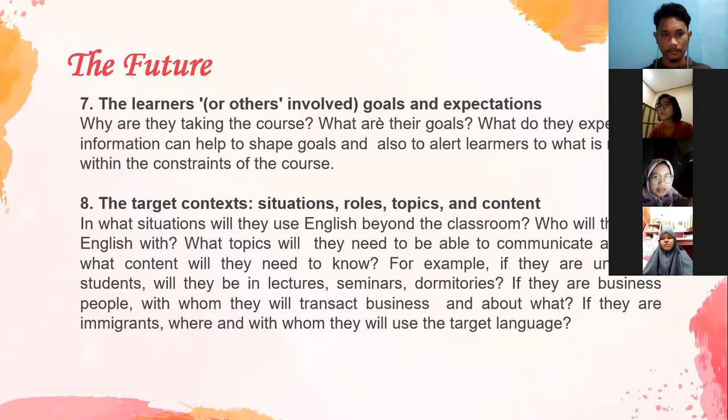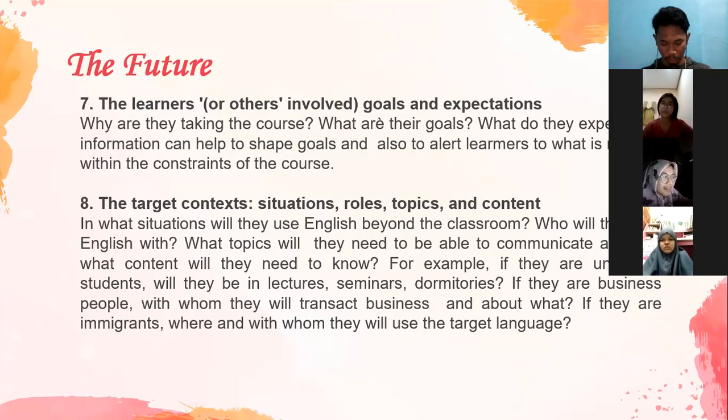Next is the future, the learners' or others' involved goals and expectations. Why are they taking up the course? What are their goals? What do they expect? This information can help to shape goals and also to alert learners to what is realistic within the constraints of the course.